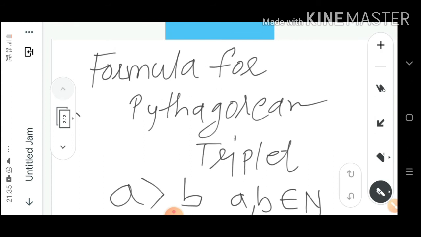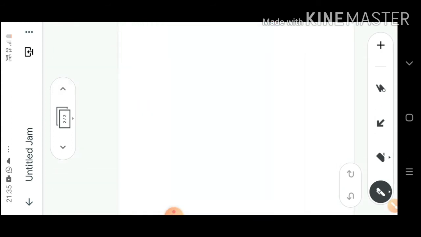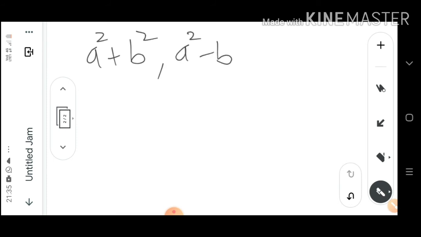Now let us take one example. We have to find 3 terms here. First term is A square plus B square. Second term is A square minus B square. And the third term is 2AB. Now for example, let us take 2 numbers 11 and 9. These 2 are natural numbers, and obviously 11 is greater than 9. That means our A is 11 and B is 9.